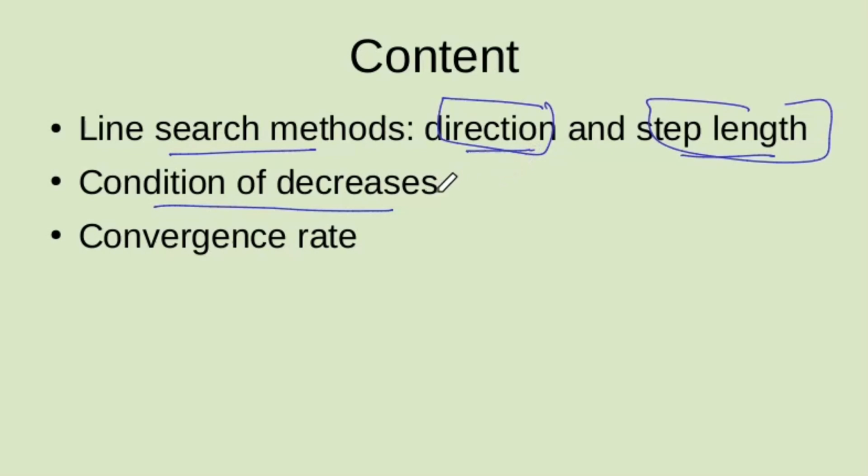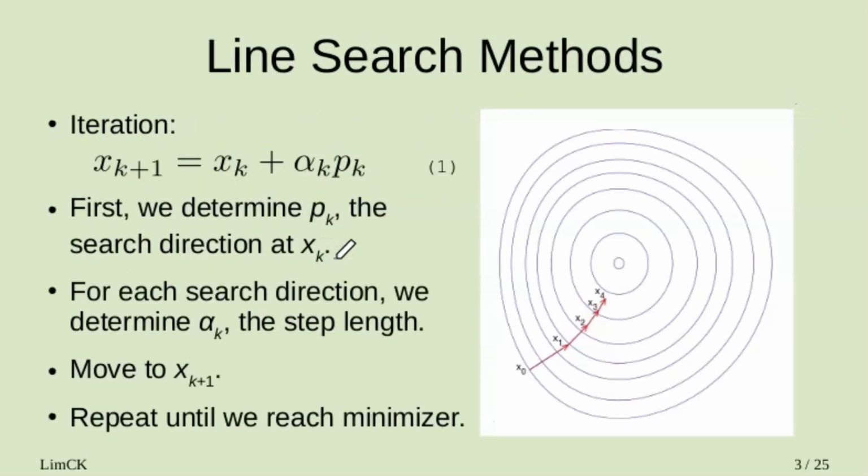Does it fulfill the condition of decrease? I mean whether the decrement of the cost function is enough or not. This is what we are going to study here. And then the last one is the convergence rate. So let's start with the line search method.